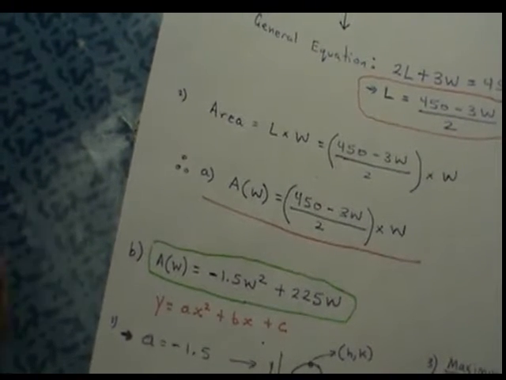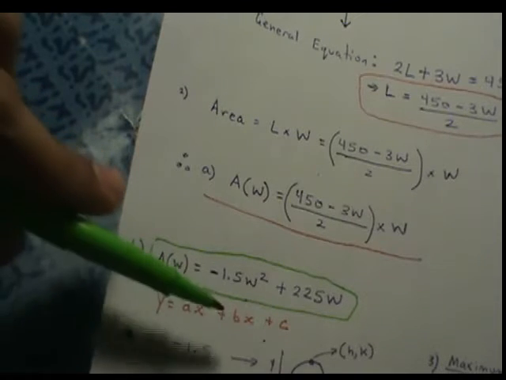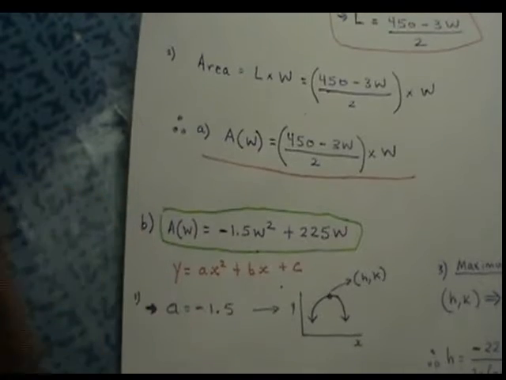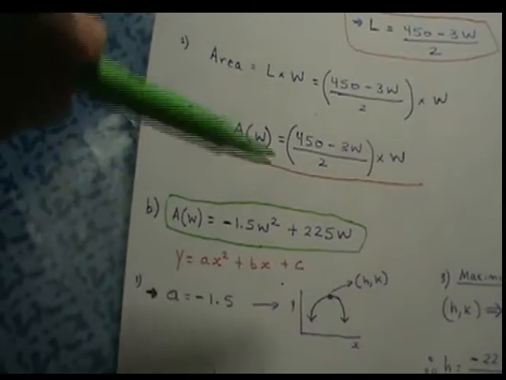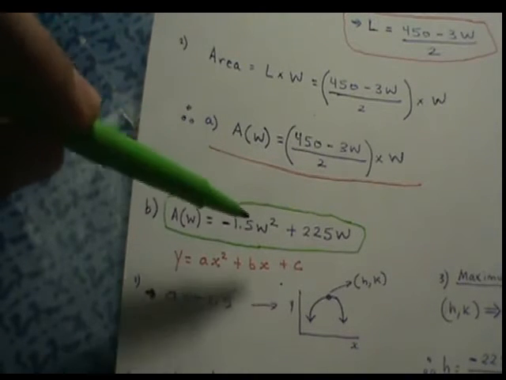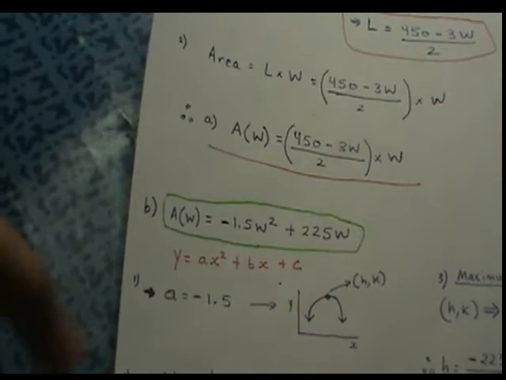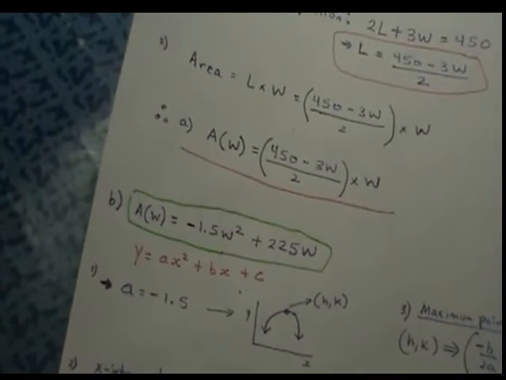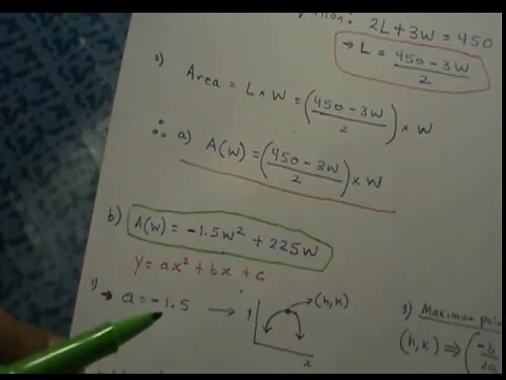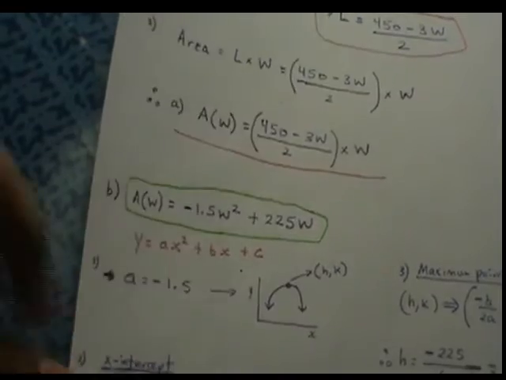Okay, so we know for a quadratic equation, the general form is y equals ax squared plus bx plus c. And so for this equation, the negative 1.5 is our a value, 225 is b, and c is 0. Just take a general rule, as you can see here. So a is equal to negative 1.5. Actually, let me just write that down on the side. Okay, so these are the 3 values for a, b, and c.